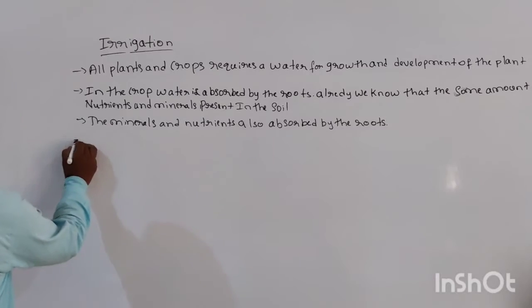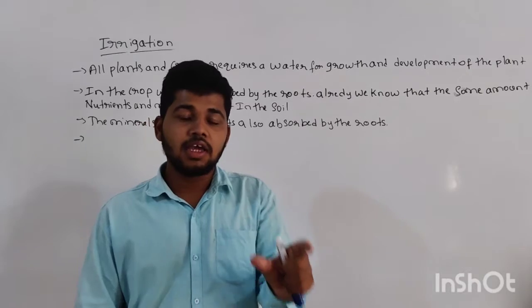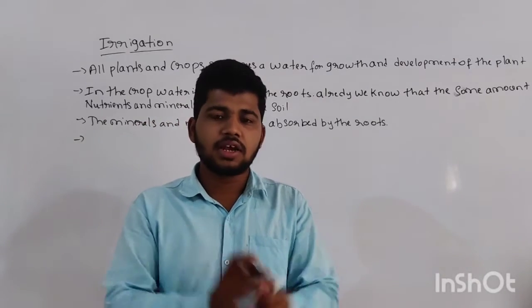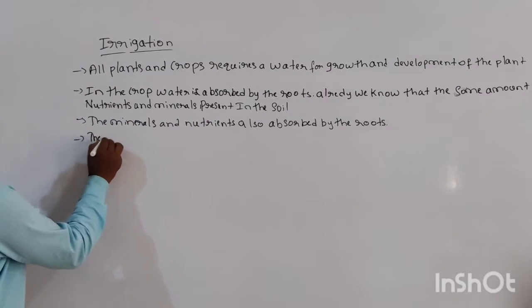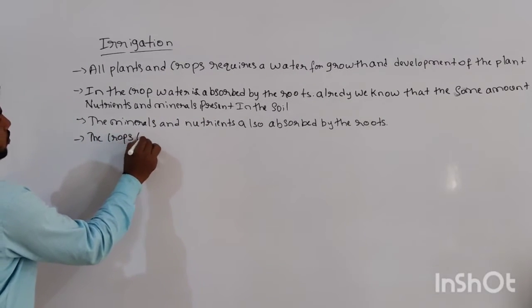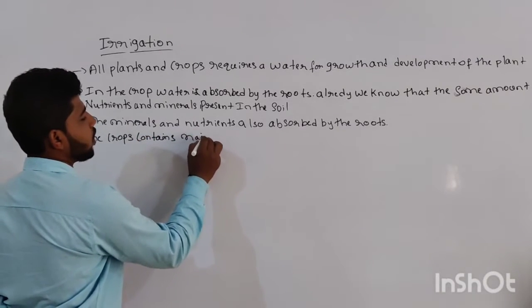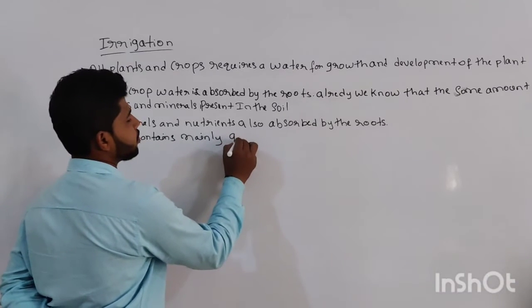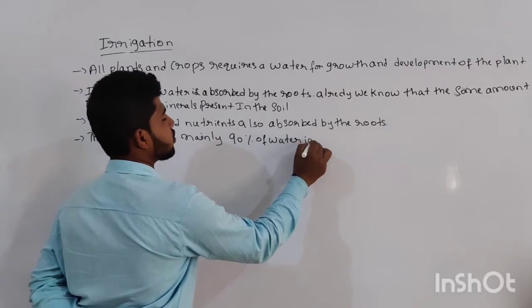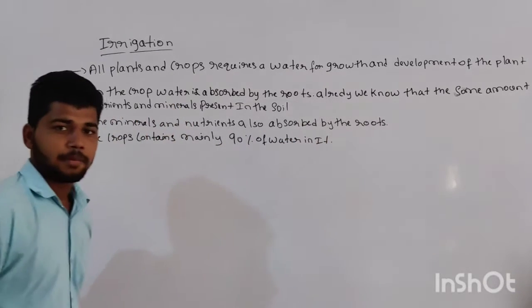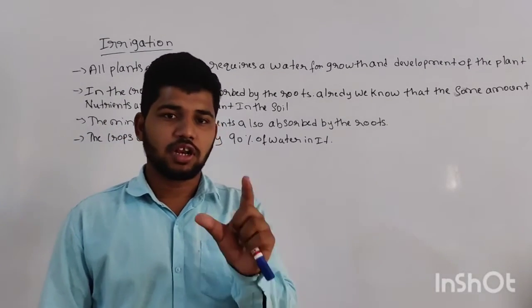And the fourth point, already you know that the crops or the plants mainly contain 90% water. Mainly the plants and the crops have 90% of water in them.